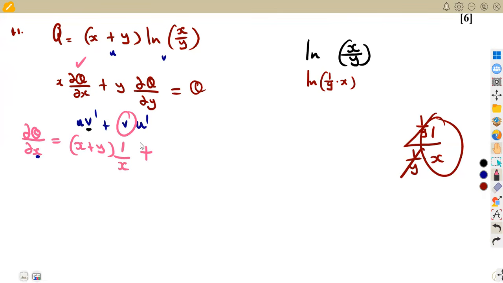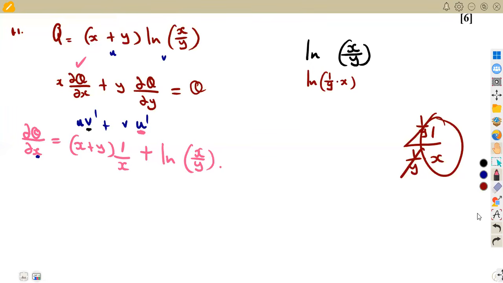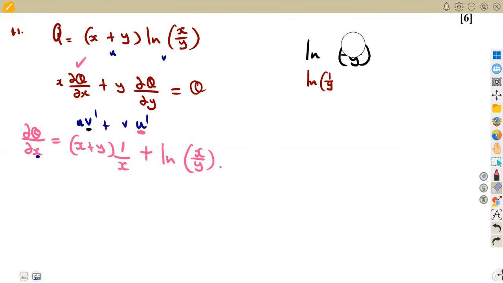Plus v, which we are going to take as it is, the ln of x over y, times the first derivative of u, which is x plus y. Like I said, we are differentiating with respect to x. So if we differentiate this with respect to x, what is the derivative of x?